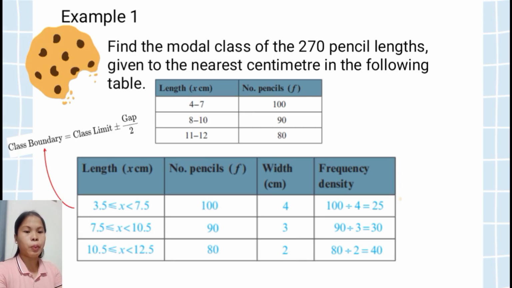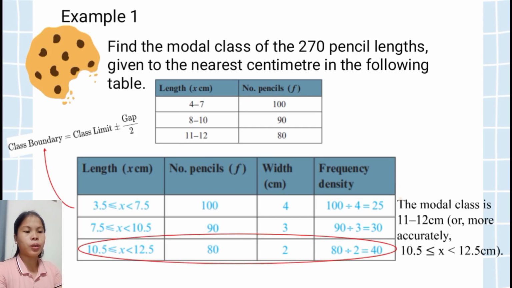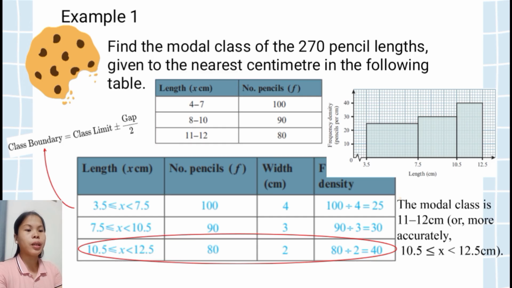That gives us 3.5. And we also add it to 7, that gives us 7.5. So although the histogram is not needed to answer this question, we still have the histogram here. It is useful to see that in this case, the modal class is the one with the tallest column and the greatest frequency density, even though it has the lowest frequency. So we can see here that it is between 10.5 to 12.5.